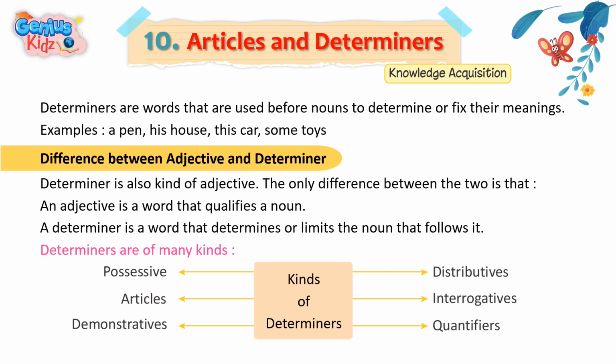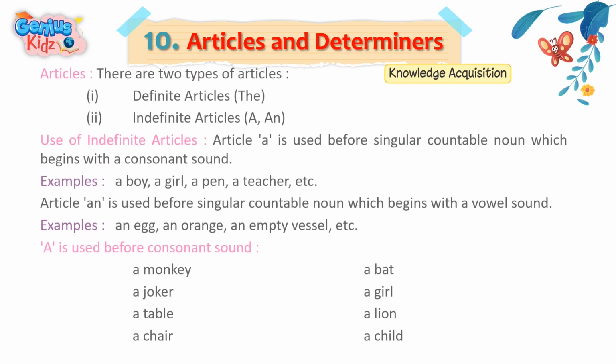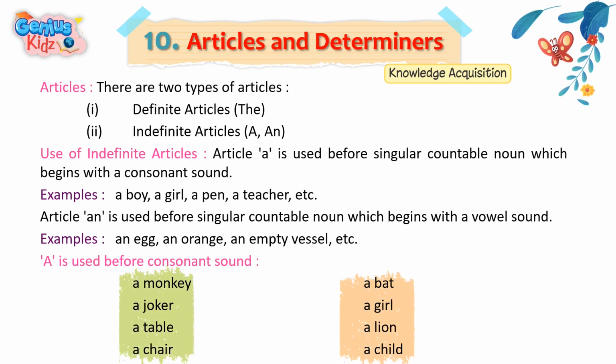Determiners are of many kinds. Kinds of determiners: possessive, articles, demonstratives, distributives, interrogatives, quantifiers. Articles. There are two types of articles. 1. Definite article: the. 2. Indefinite articles: a and an. Use of indefinite articles.